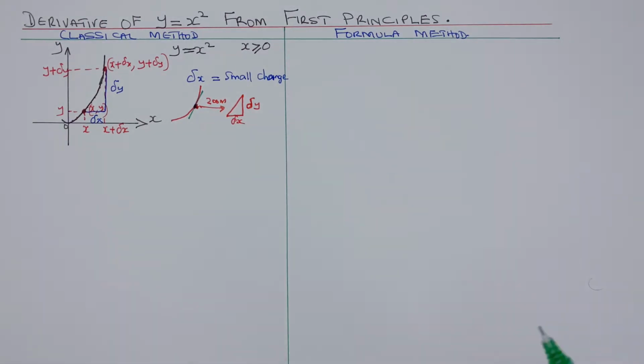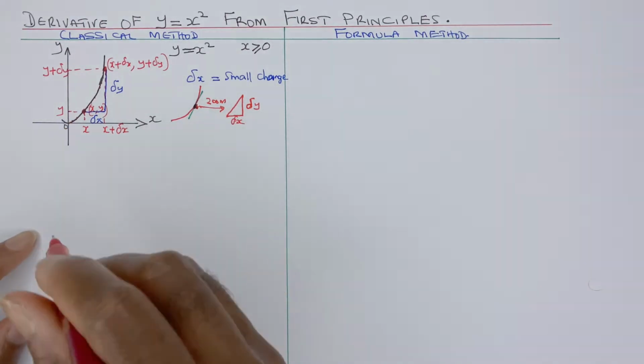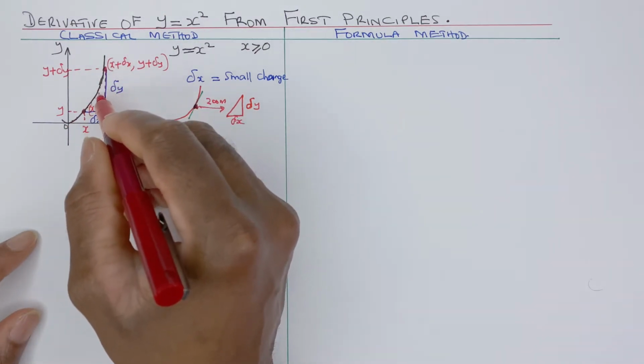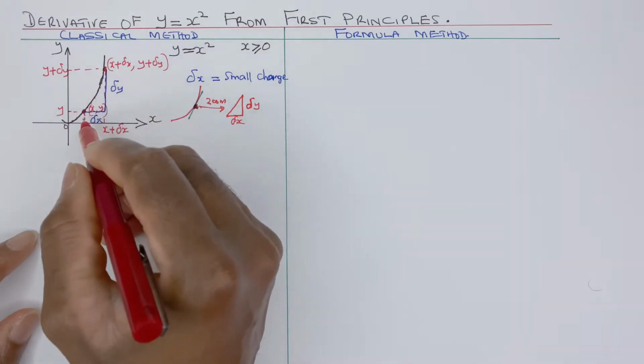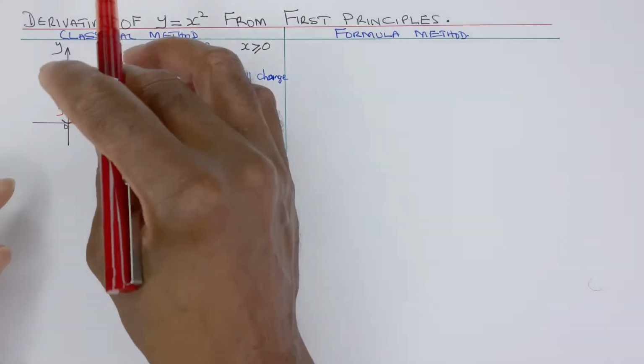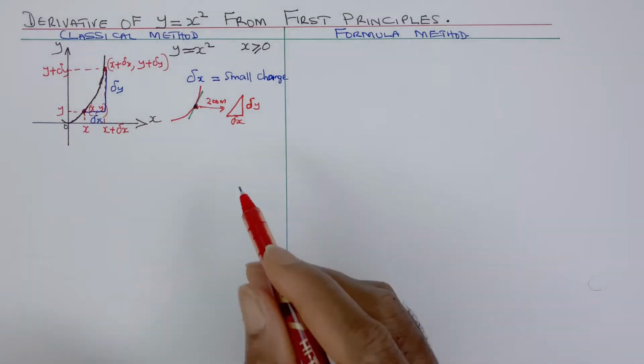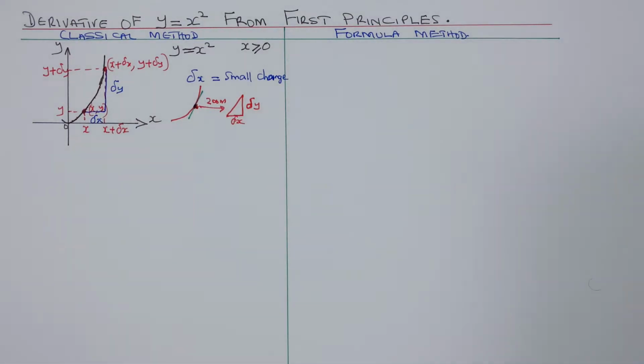If you zoom in there, this is what you will get. And that's what we want, because, as I said, the gradient on a curve varies from point to point, so it's never the same. So this cannot be correct. You have to bring this point down to that point to make it like a straight line. And that's what we're doing.